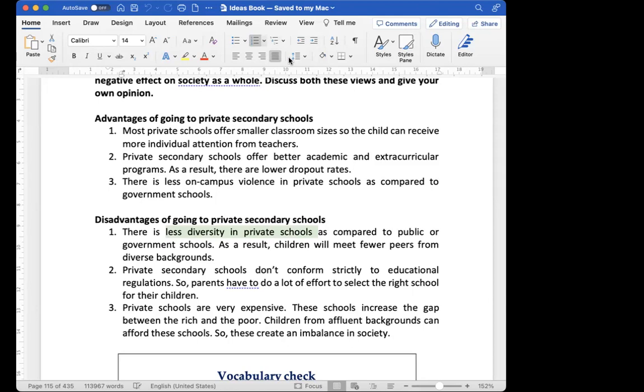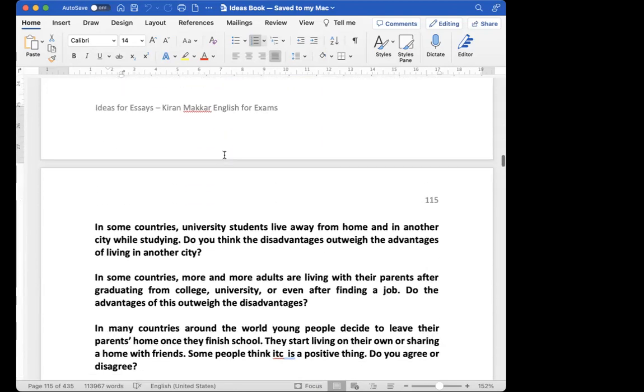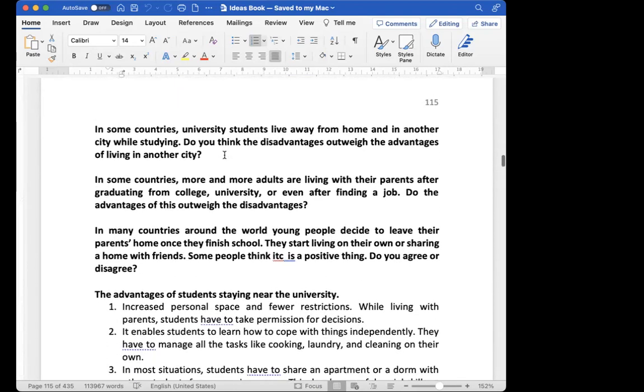And private schools are very expensive. These schools increase the gap between the rich and the poor. Children from affluent backgrounds can afford these schools. So these create an imbalance in society. Next is, these are three essays.